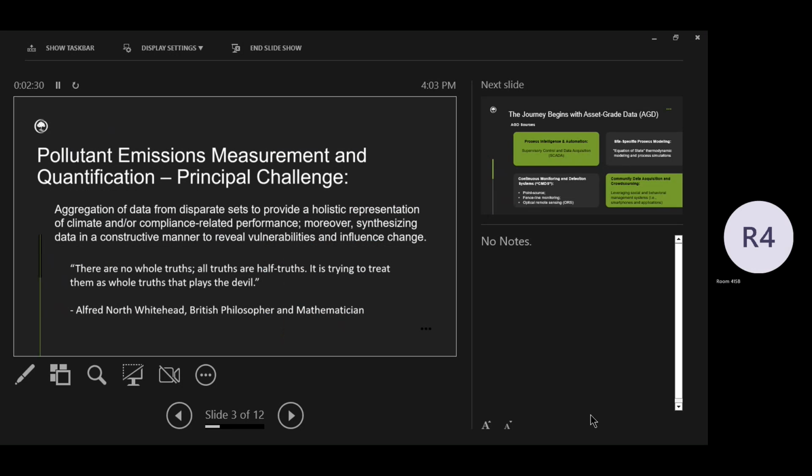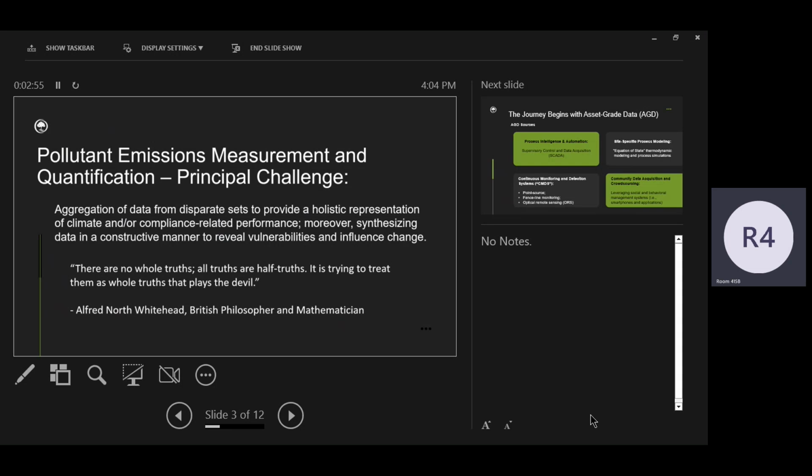So in the E&P industry, and I mean other industries, not just exclusively E&P, the biggest problem is the aggregation of data, especially around disparate sets. You know, how do you craft a holistic impression of all of your assets when you have all of these signals coming in from very disparate sets? And so that's a big challenge.